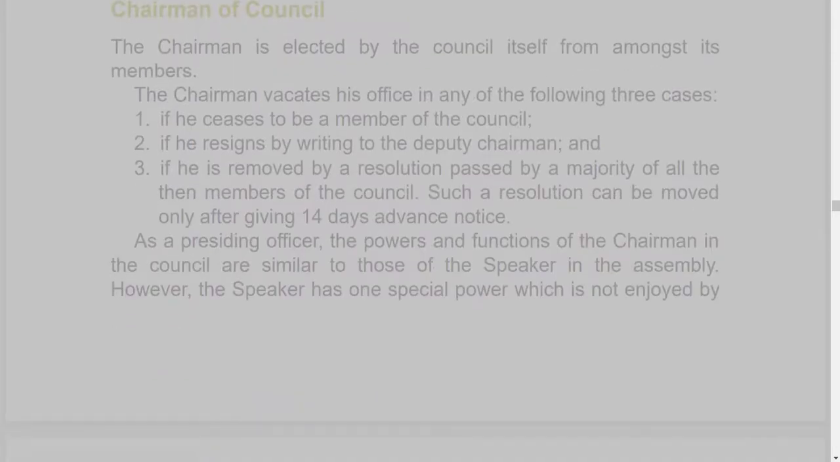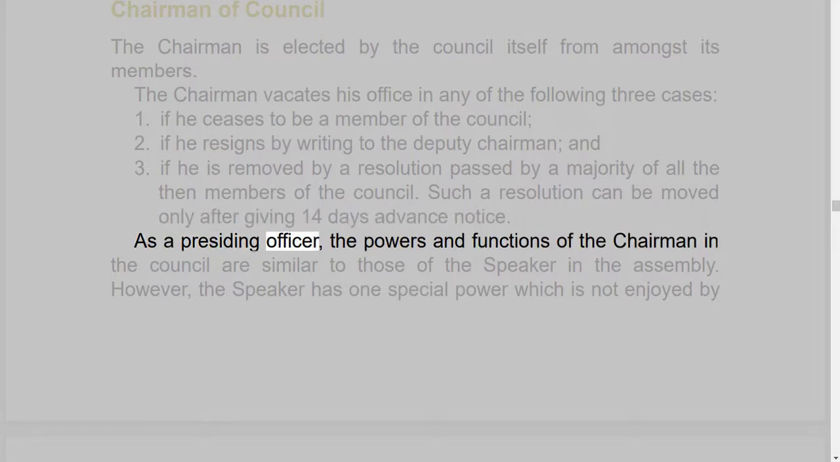Chairman of Council. The chairman is elected by the council itself from amongst its members. The chairman vacates his office in any of the following three cases. 1. If he ceases to be a member of the council. 2. If he resigns by writing to the deputy chairman. And 3. If he is removed by a resolution passed by a majority of all the then members of the council. Such a resolution can be moved only after giving 14 days advance notice.